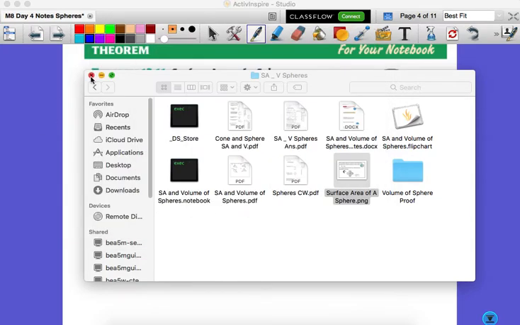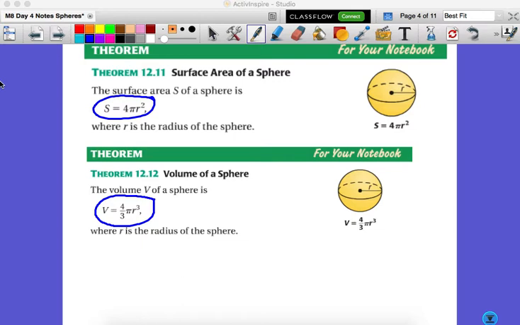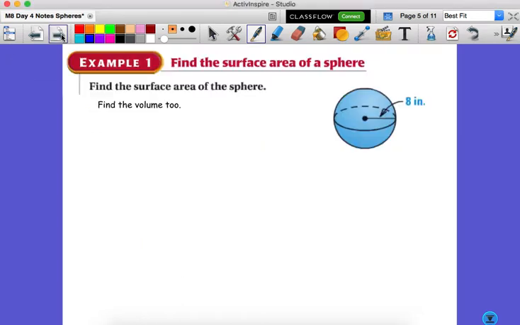Now you'll notice also that we're not going to talk about lateral area here because there is no base of a sphere. It's all a curved surface, so there is only surface area for a sphere. There is no lateral area.